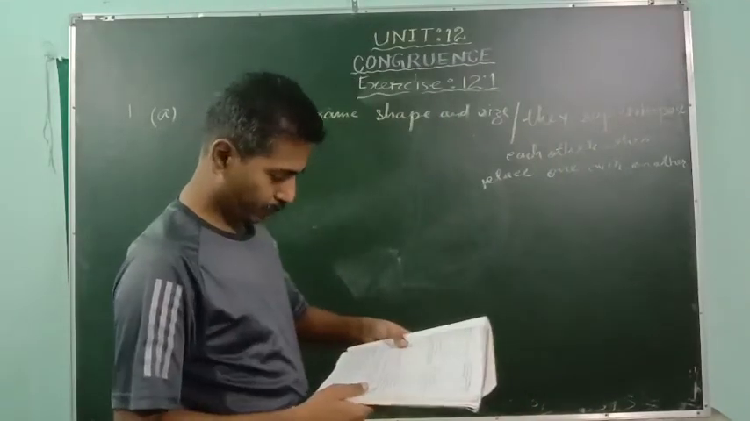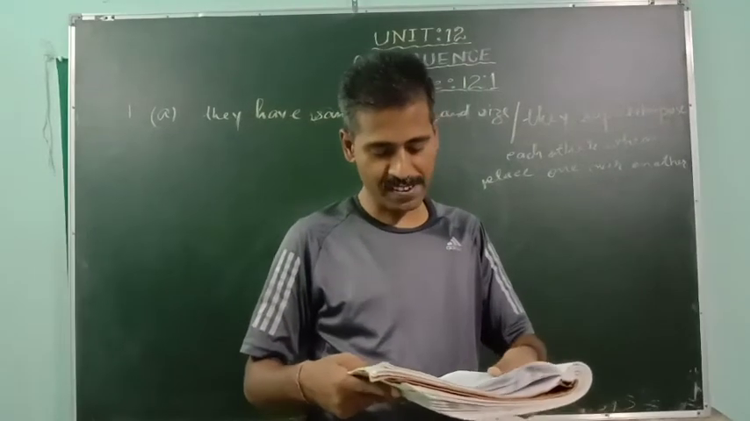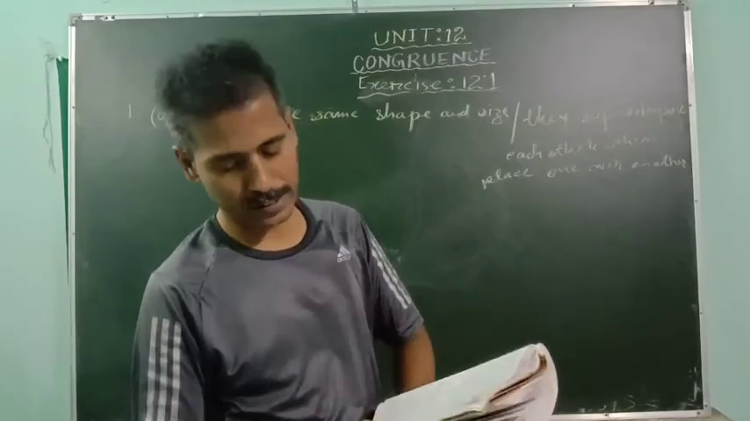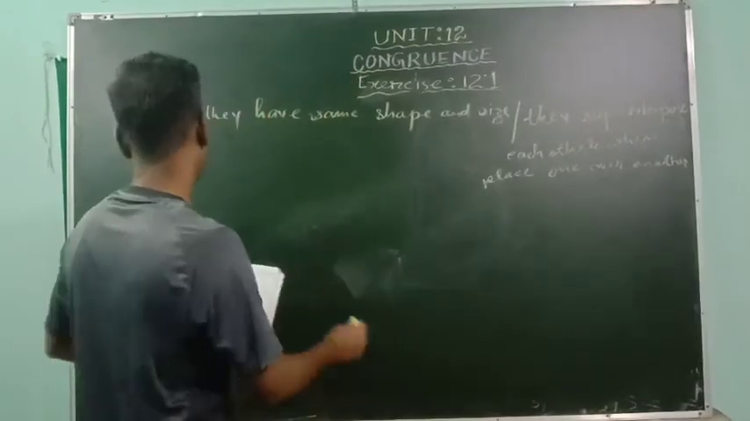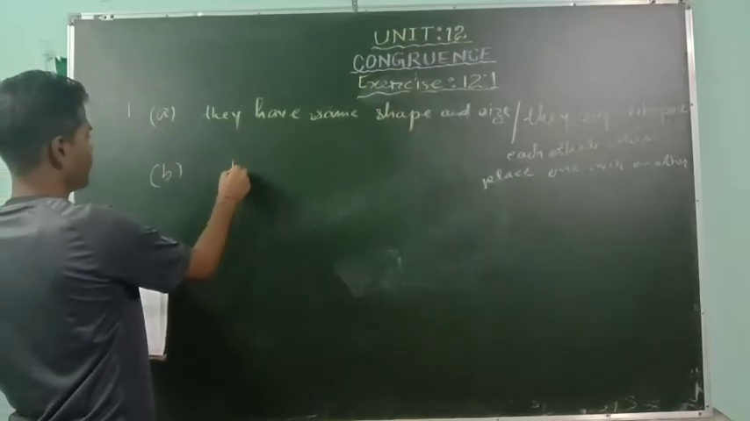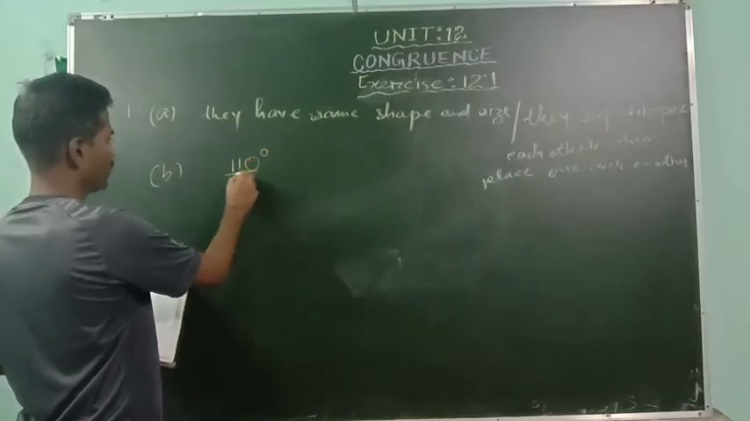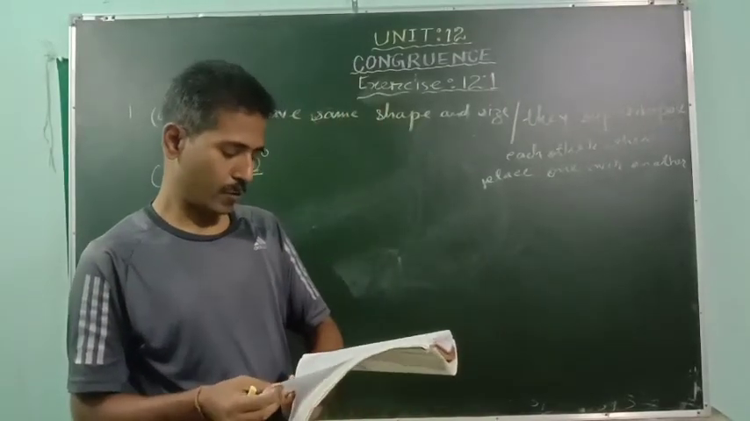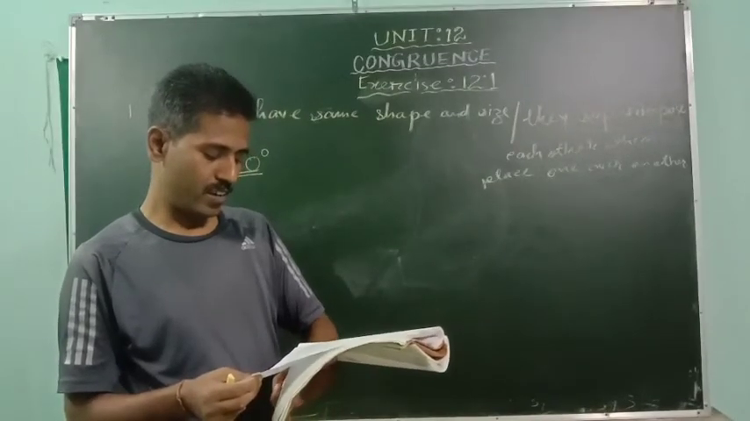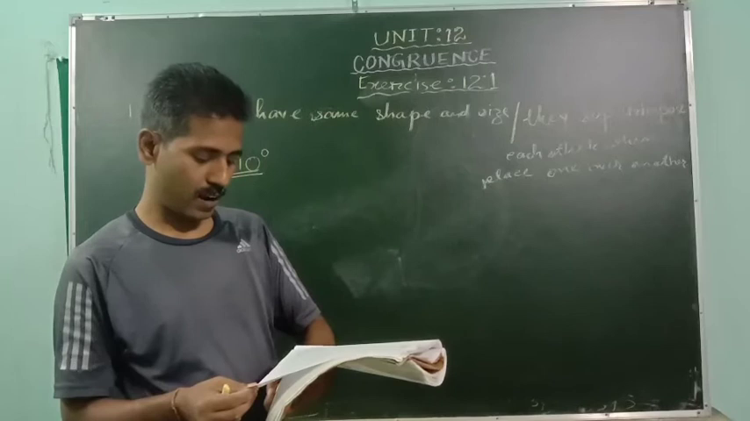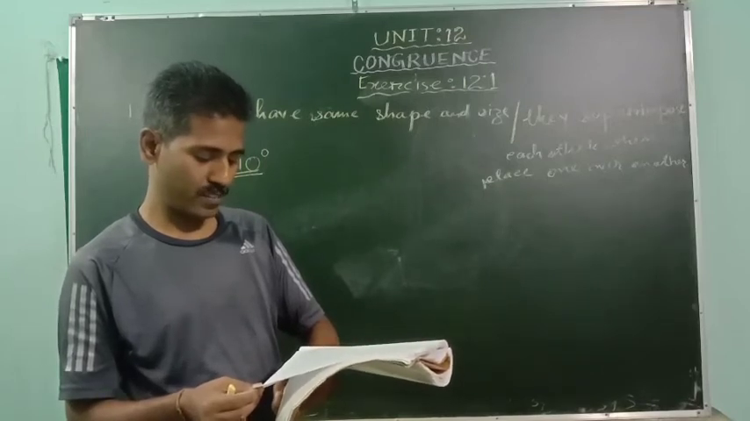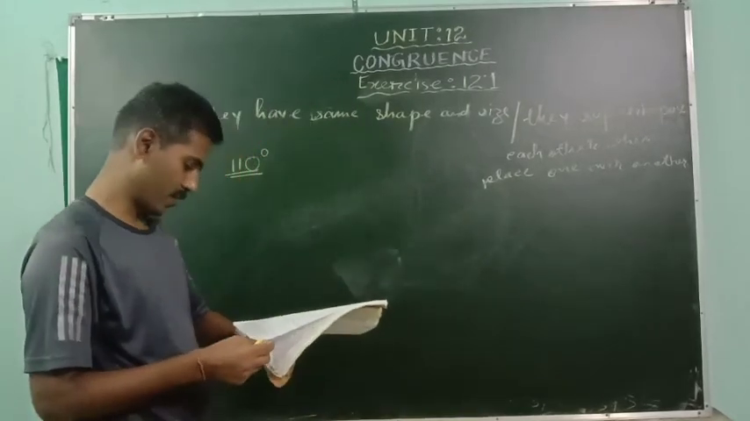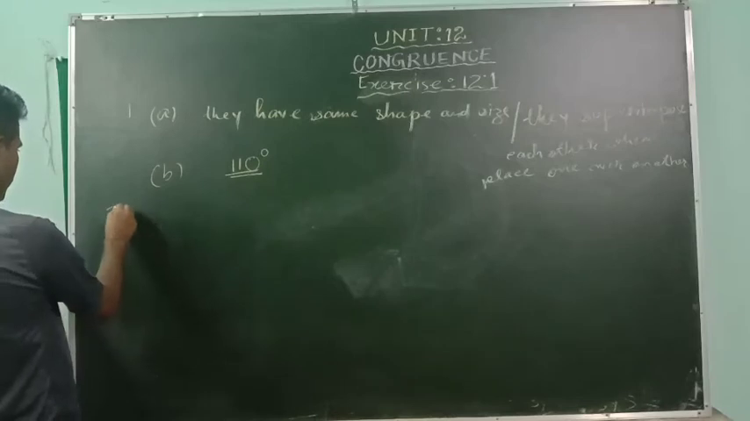Now see, B: among two congruent angles, one has the measure 110 degree, the measure of the corresponding angle is also 110 degree. If one is 110 degree, the other will also be 110 degree, because their size must be equal to be congruent. That is the condition. Question number two: if triangle DEF is congruent to triangle BCA, write the part of BCA that corresponds to angle F.